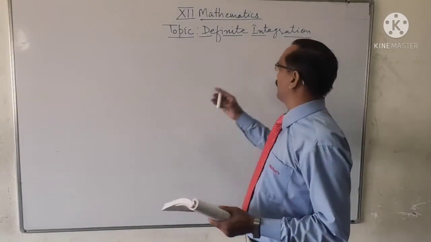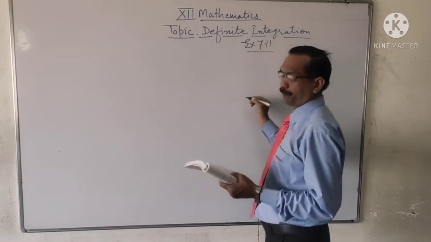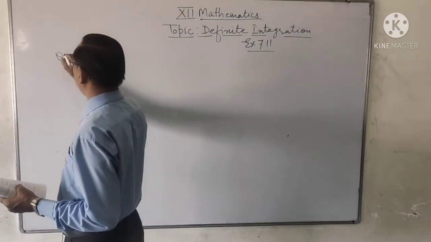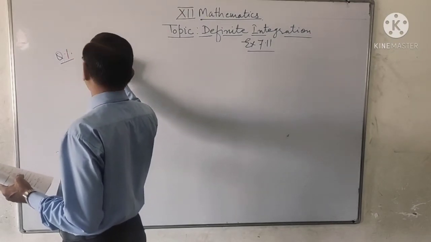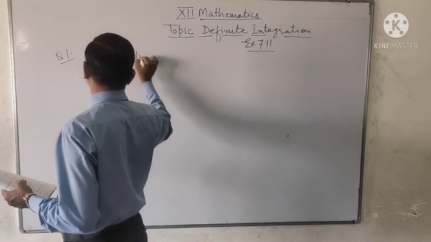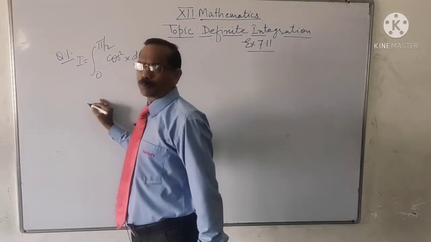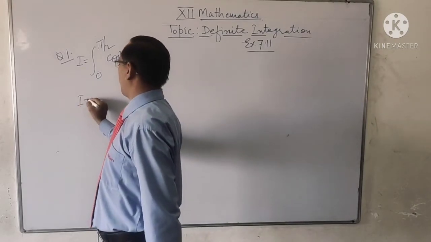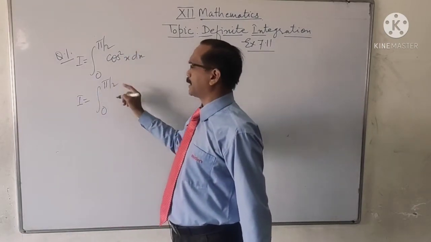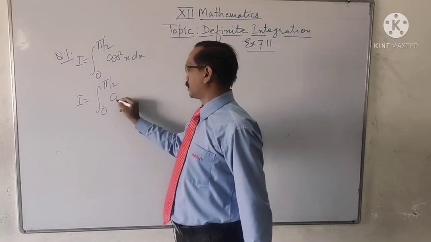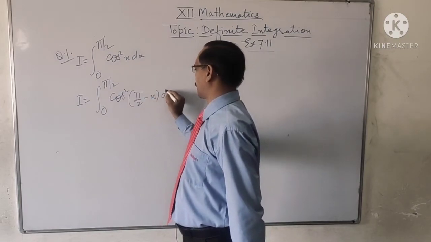Student, now exercise 7.11, question number 1. The integral from 0 to pi by 2 of cos square x dx. So here we will apply the fourth property. I equals the integral from 0 to pi by 2. Now x is replaced by pi by 2 minus x. So it is cos square of (pi by 2 minus x) dx.